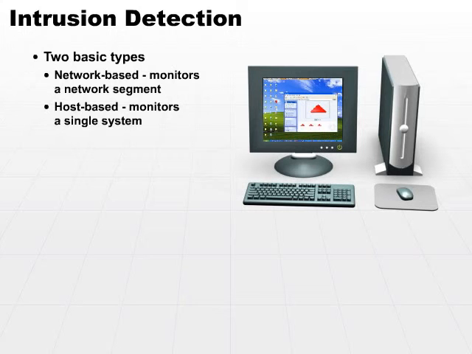Since it's using logs, it's often an after-the-fact type of monitoring situation, whereas the network-based intrusion detection system is much more real-time because it's really looking at the packets that are going across the system right now. Now, the IDS, regardless of whether it's network-based or host-based, is looking for unusual activity. So the question then is, how do I define what's unusual?